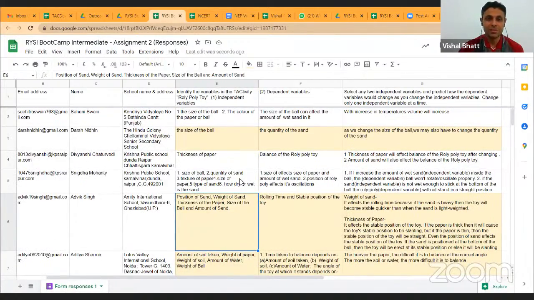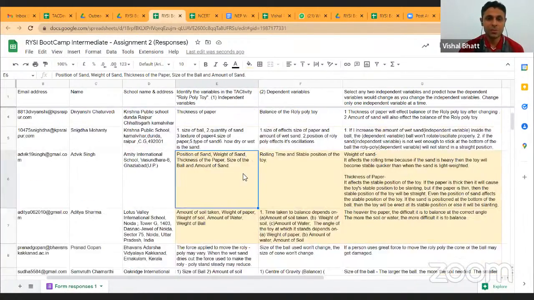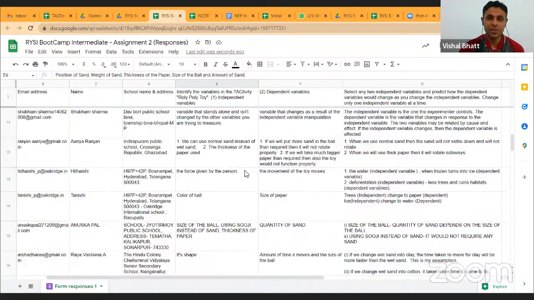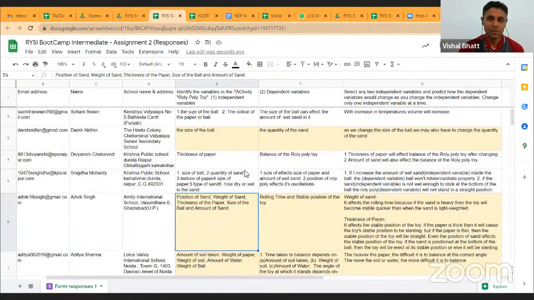What we are doing is discussing yesterday's assignment. 24 children have submitted the assignment, and we are looking at some of them. Specifically the question was, if we treat the size of the ball as an independent variable, one of the submissions says that I will treat the quantity of sand as a dependent variable. Does that make sense to you? What will you observe by doing this?